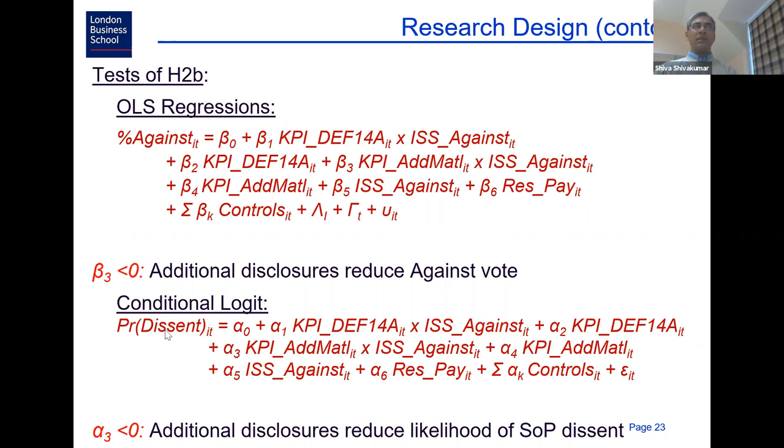The same hypothesis, but replacing that percentage of against vote with an indicator for whether it was a dissent vote or not, where the dissent vote is based on whether at least 70% of the shareholders were in favor of the vote or not. Using that indicator variable, we again replicate a similar analysis. And in that analysis, we expect the coefficient on alpha 3, which is the KPI additional materials provided by the ISS against firms, if they are more informative, to be significantly negative.